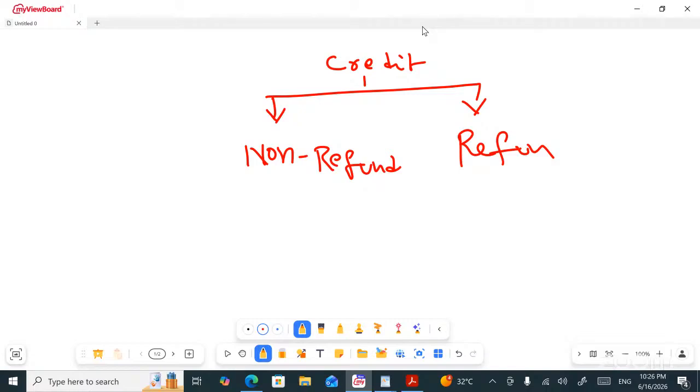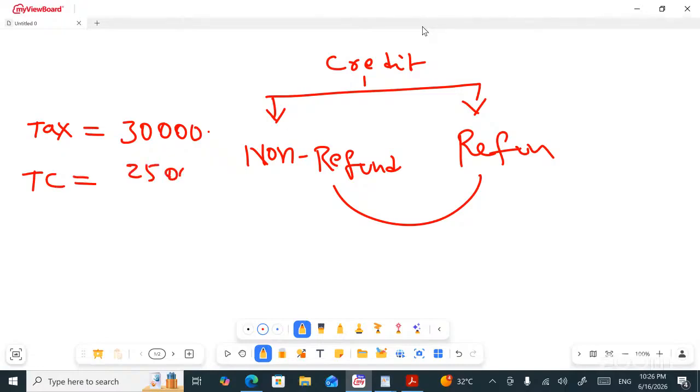In our case example, the tax amount we have already calculated. Say 30,000 tax we calculated. Now, these credits we have calculated separately. When we are calculating the credits, suppose tax credits are say 25,000. So tax calculated 30,000, tax credits 25,000, no need to pay that. We have to pay a final tax of only 5,000. This is case 1.